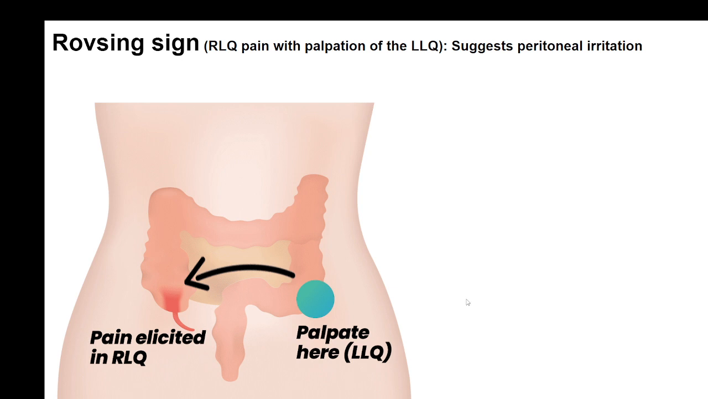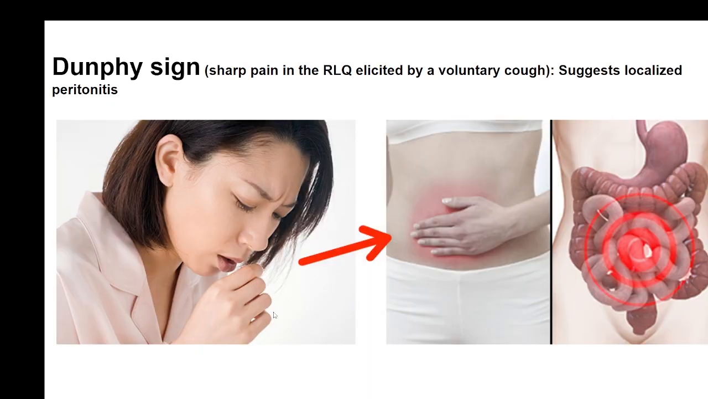Similar features can be elicited by other methods. When you press on the left side, if the patient feels the pain on the right side, that's what we call the transmitted tenderness or Rovsing's sign. This is a transmitted tenderness. When you palpate on the left side, the patient feels the pain on the right side. This also is produced due to the same phenomenon of movement between the two surfaces of the inflamed peritoneum. Or Dunphy's sign is a sharp pain felt at the right lower quadrant when the patient coughs or makes any other rigorous movements. Any rigorous movements can produce the pain, and that's called Dunphy's sign.